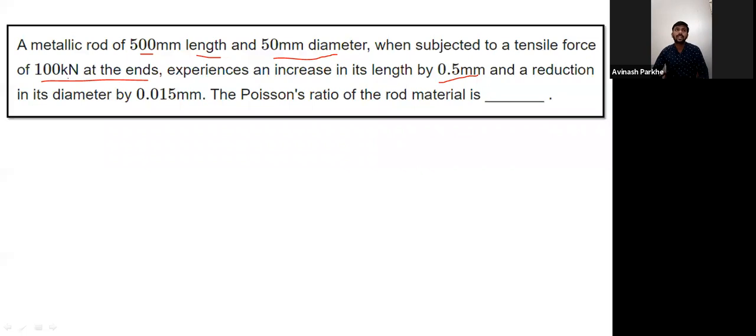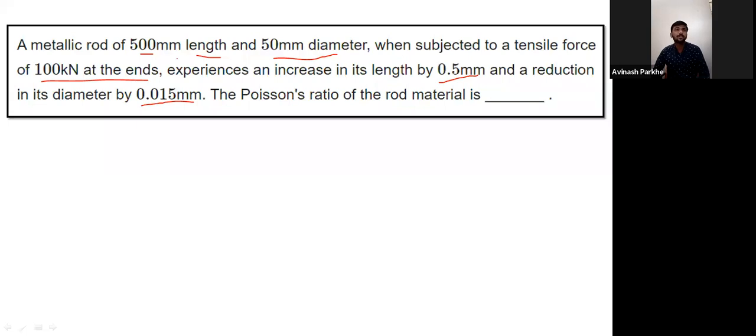So due to this 100 kilonewton load, what happened? It has been observed that there is an increase in length as this rod is subjected to the tensile force. Obviously the length is going to increase, and that increase in length is given as 0.5 mm, and a reduction in its diameter by 0.015 mm. So on one side, one dimension increases, but on the other side, another dimension decreases.